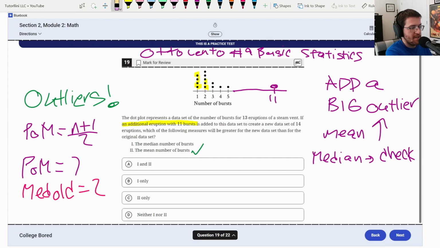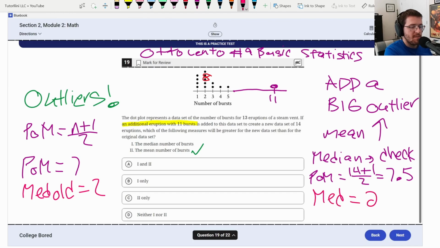Now let's check the new data set with the 11. With the 11, it now has 14. So we're going to do position of the median equals 14 plus 1 over 2, and that's going to be 7.5. 7.5 tells us we need to take the average of the 7th and 8th value. So if I count again, 1, 2, 3, 4, 5, 6, 7, 8, I see the 7th and 8th values are both a 2. So once again, the median is going to be 2. So the median did not go up.